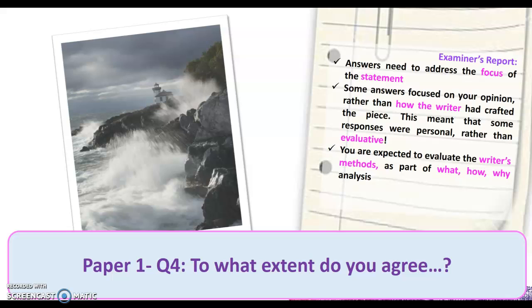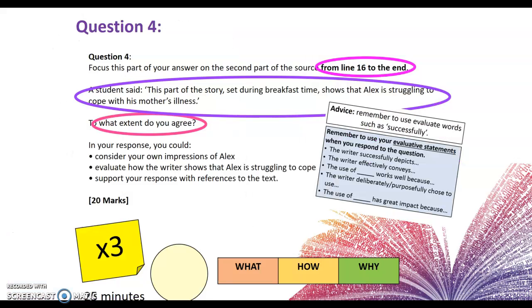Now, in the mock, that meant you were all really unsympathetic towards Zoe in the avalanche and how she should have seen it sooner. In this one, I suppose it's if you took it from the point of view of, oh, Alex is really struggling, I can understand why he would struggle, that would be really difficult, without actually engaging with the text and how the writer shows that. And that links to this point that you are expected to evaluate the writer's methods as part of the what, how, why. So it's how is the writer showing that he's struggling to cope when you're looking at that text.